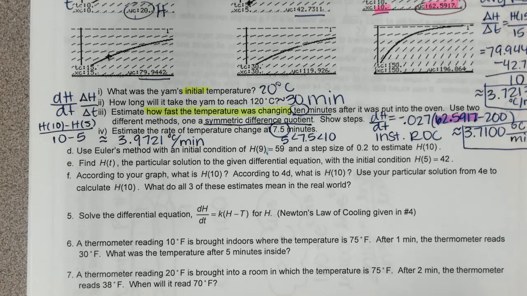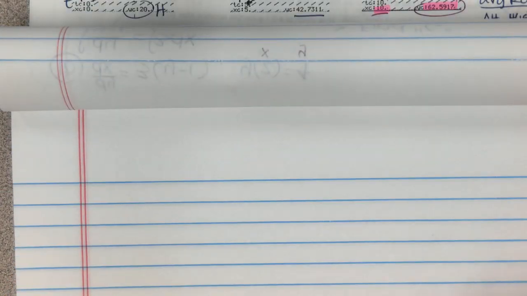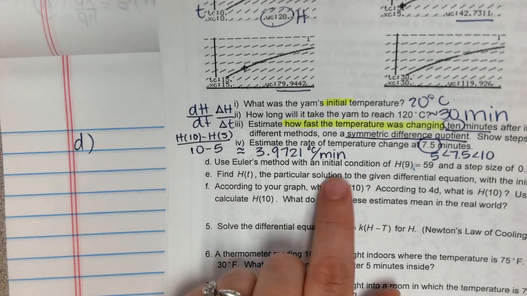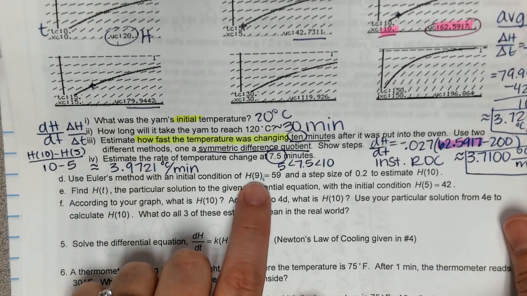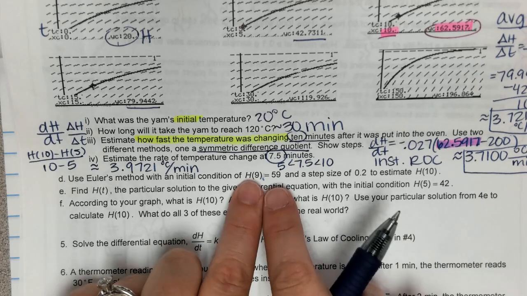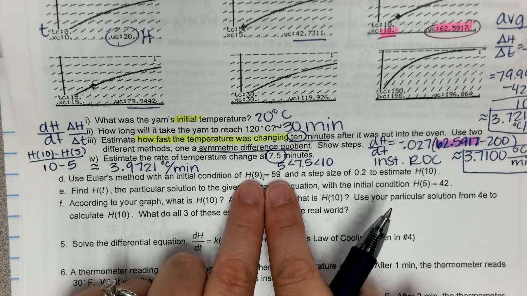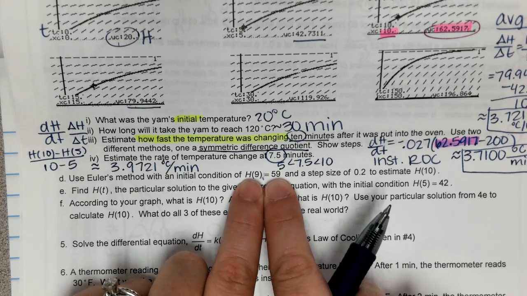Okay, now if everybody's cool, we're not going to sit here and do Euler's method because we practiced that enough, okay? But let's just talk about it. So this is part D. If I were to use Euler's method with initial condition of h of 9 equals 59, first of all, what does that mean? It's the temperature of the yam at 9 minutes. It says I took the temperature of the yam after 9 minutes in this 200-degree oven, and it was 59 degrees.